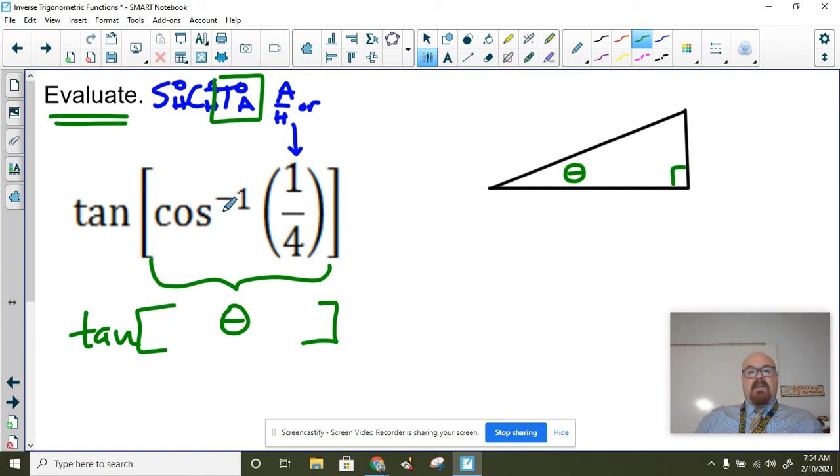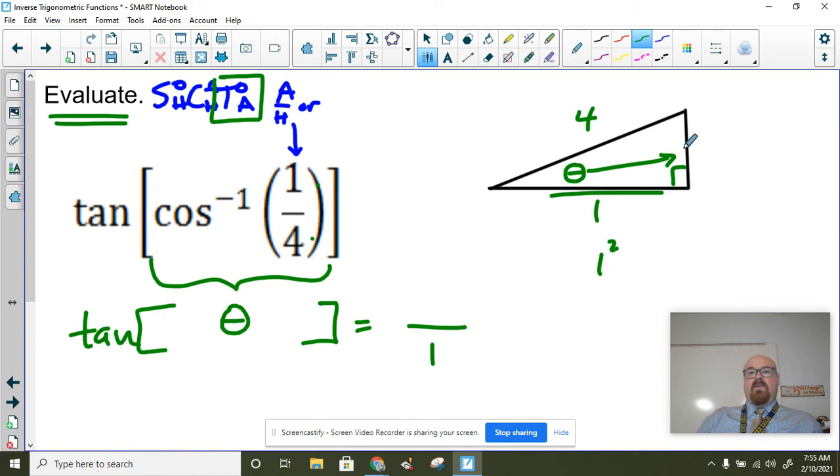What this statement is saying is that there exists some angle that has a cosine value of 1/4. What angle is it? It's here. And the adjacent side over the hypotenuse is 1/4. Now, to finish this problem, take the tangent of this angle. The tangent of this angle is the opposite side over the adjacent side. So I know half of my answer already. The adjacent side is 1, but I don't know the opposite side.